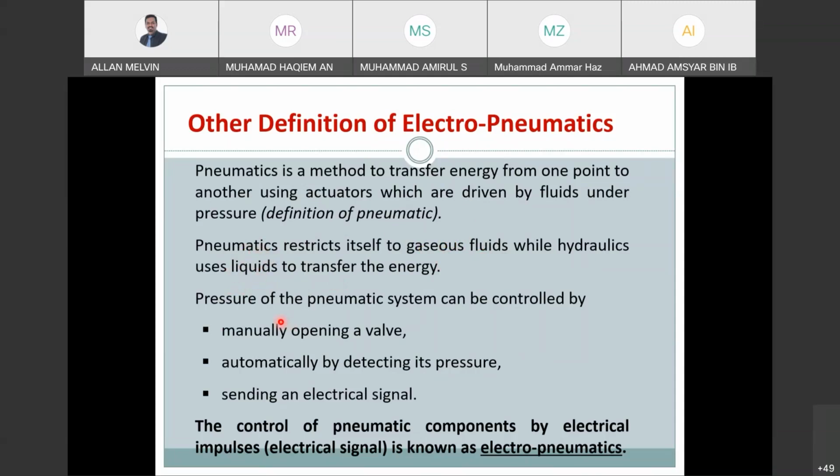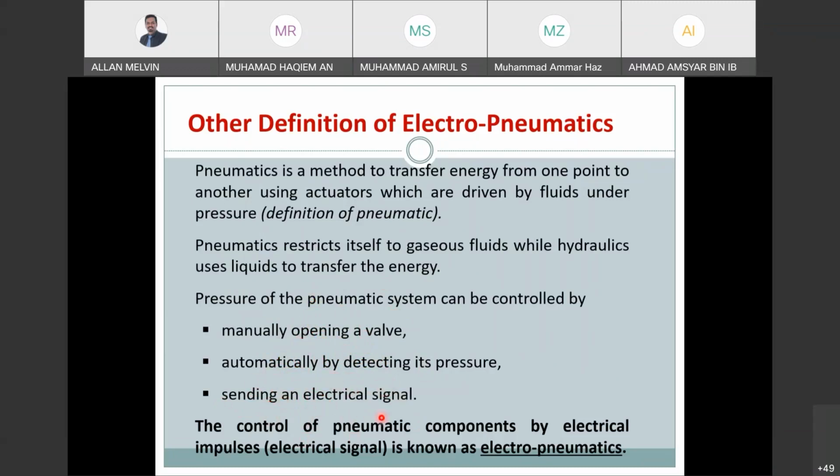Okay, so pressure of the pneumatic system can be controlled by manually opening a valve, automatically by detecting its pressure, or sending an electrical signal. So, biasanya kita akan gunakan manual method to open a valve using push button or foot pedal or other ways lah, and lever. Or you can use an automatic, automatically detecting using a roller or limit switch. And as well you also can use an electrical signal to control a pneumatic. So ada banyak cara lah.